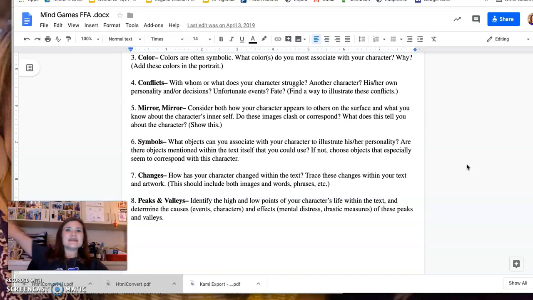Peaks and valleys means what are your character's highs and lows? What are the best points that they have in the story, and what are the worst points that they have throughout the story? You can think about events, interactions with other characters, mental anguish that they are in, and drastic changes in their lives that are going to highlight those peaks and valleys.